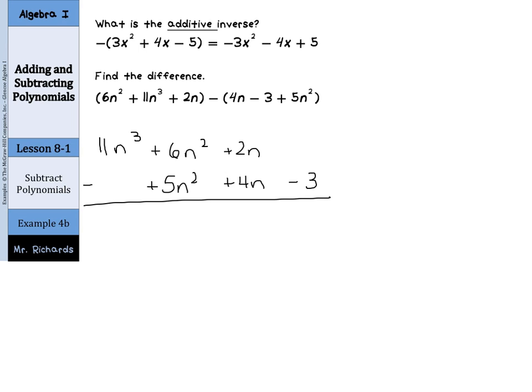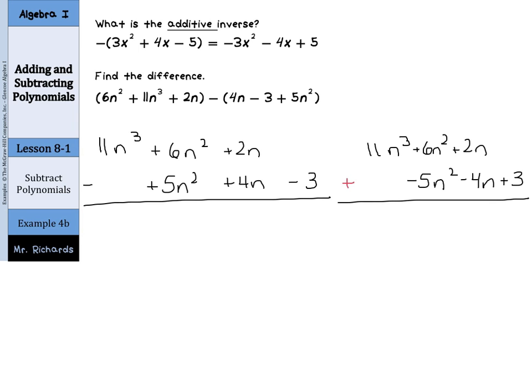And as we rewrite this into addition, we'll have the 11n to the third plus 6n squared plus 2n. And we're going to change this subtraction here into addition. We don't have any n to the thirds. This 5n squared is going to become a minus 5n squared. This plus 4n is going to become a minus 4n. And this minus 3 is going to become a plus 3.